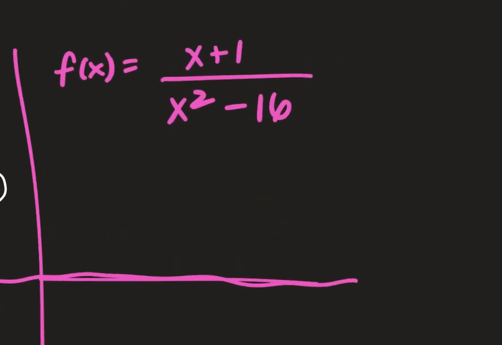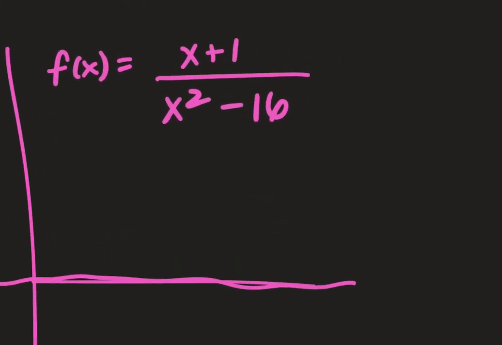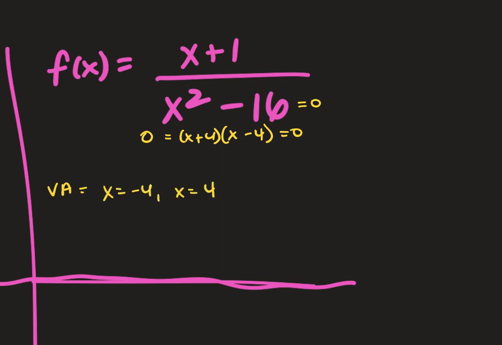Okay, then this last one. So for vertical asymptotes, I'm going to set my denominator equal to 0. You can factor this or use your even root to solve it. Either way, you end up with 2 vertical asymptotes: one at x equals -4 and one at x equals +4.